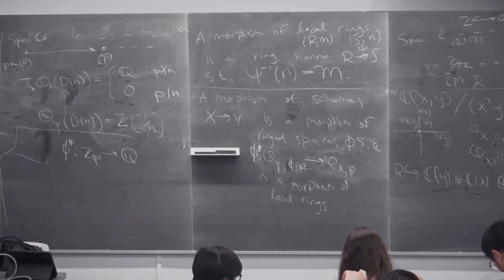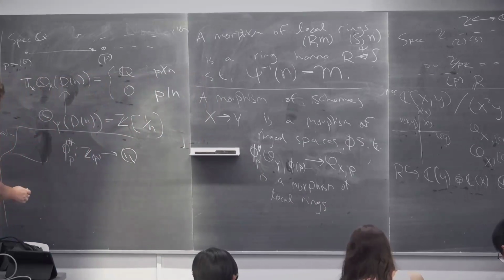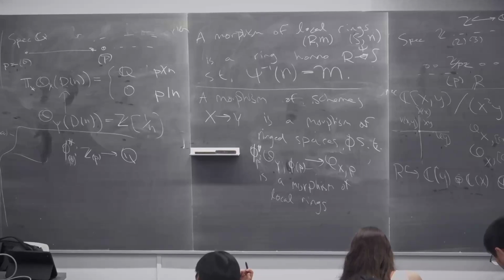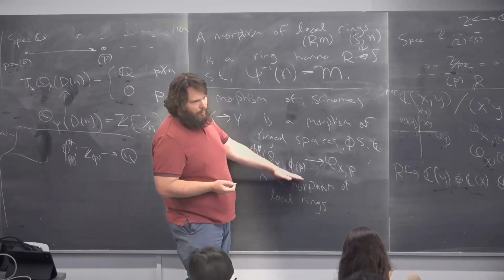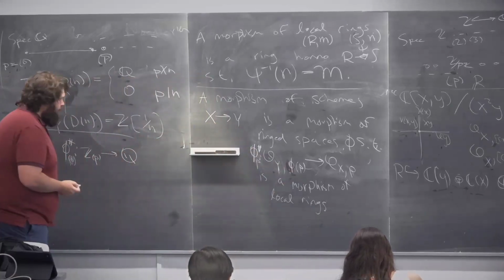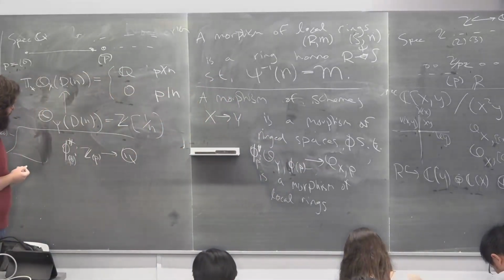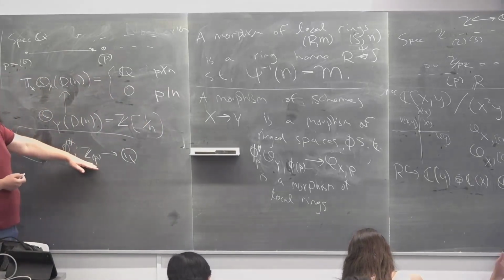Yes. Sure, sure. Yeah, obviously it depends on P. And you can think of this as the stalk of the pullback sheaf. So this is the map on stalks induced from the map from the pullback to pullbacks. All right, cool. So that's what goes wrong in this example.